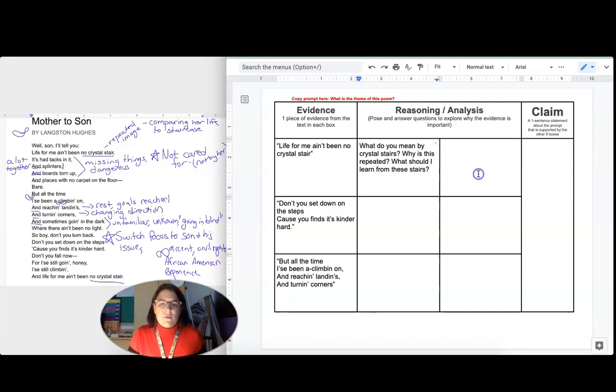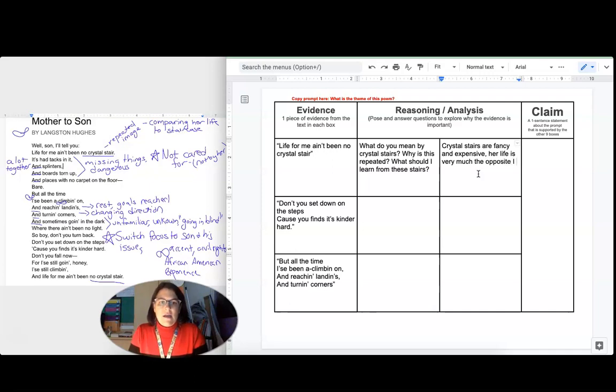And an answer for me, which I can do since we've already stopped and analyzed and looked through the rest of this, these would have been the most important, not just the most interesting. My answer could be in this section. I could talk about how crystal stairs are fancy and expensive. Her life is very much the opposite.